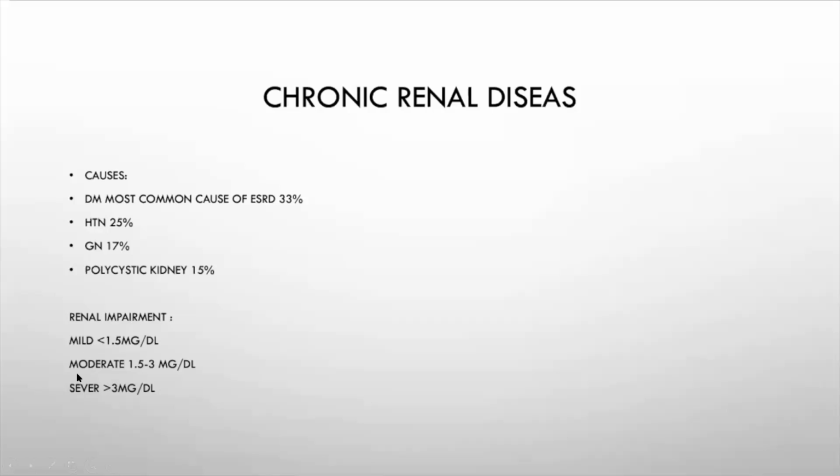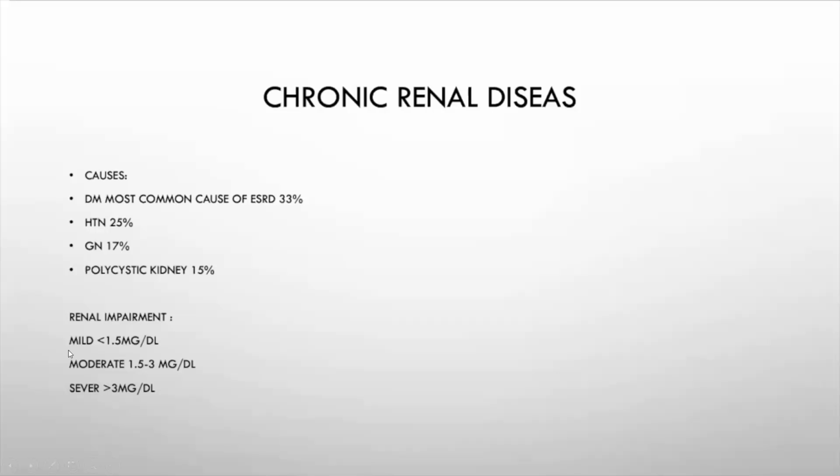And coming to the next, moderate. Moderate means if the creatinine level is between 1.5 to 3 milligram per deciliter, then that is termed as moderate renal impairment. And again, what is severe? Severe means very severe, very dangerous impairment. When does it occur? When the creatinine level is more than 3 mg per deciliter. DL means deciliter. So this is how renal impairment occurs in the pregnant woman.